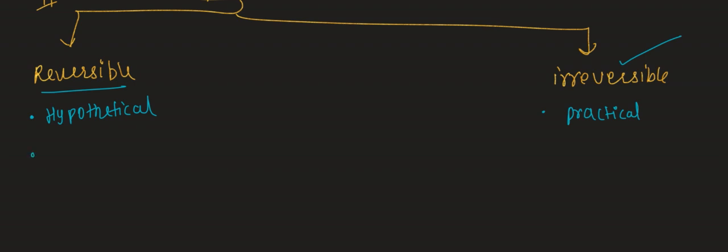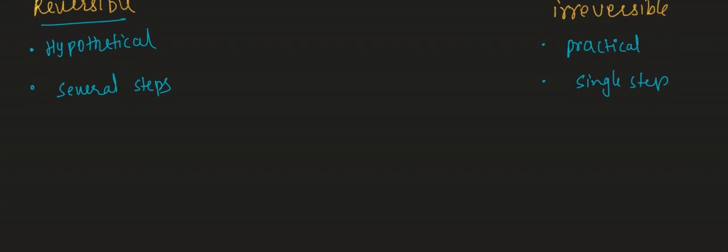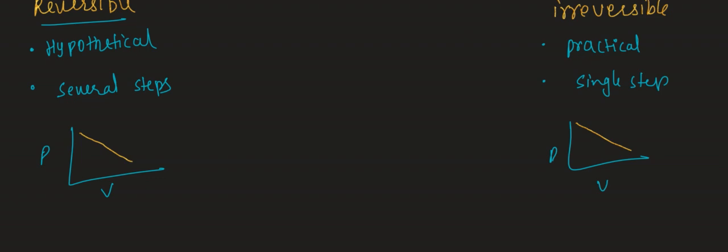Next, reversible means what? It takes place in several steps, whereas irreversible takes place in a single step. Now suppose I try to draw the PV graph, here also a PV graph. This is a single step, so it should be like this. Here this is the minimum. Since the reversible process is several steps, it goes from here.